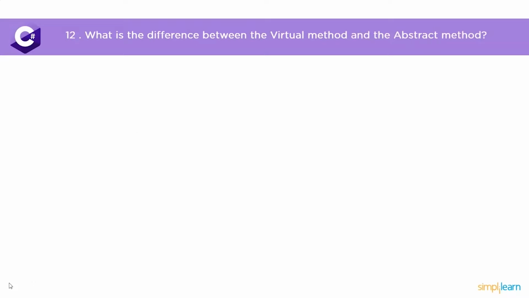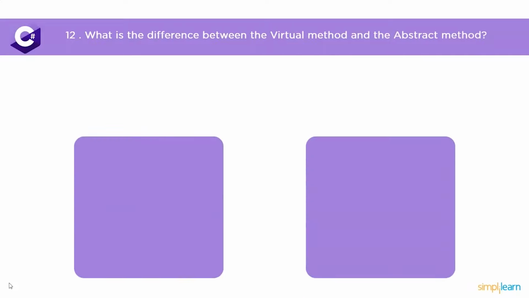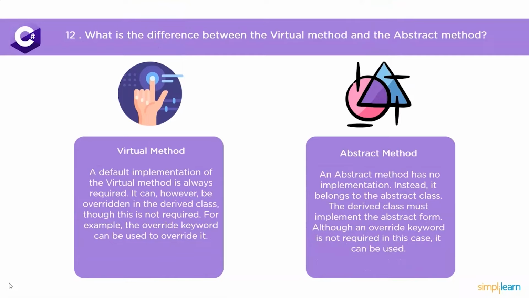The next question is, what is the difference between virtual method and abstract method? Virtual method has a default implementation, though it is not always required. It can, however, be overridden in the derived class, though this is not required. For example, the override keyword can be used to override it. Though an abstract method has no implementation, it belongs to the abstract class. Therefore, derived class must implement the abstract form. Although an override keyword is not required in this case, it can be used.